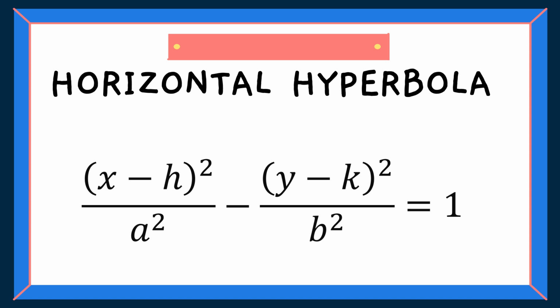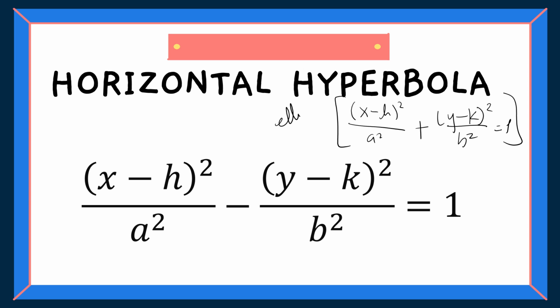In the concept of the ellipse, the denominators are changed when it comes to the equation of a vertical one. The horizontal ellipse is (x minus h) squared over a squared plus (y minus k) squared over b squared equal to 1. This is for your ellipse. See the difference: for the horizontal ellipse, it is plus, and for the horizontal hyperbola, it is minus.